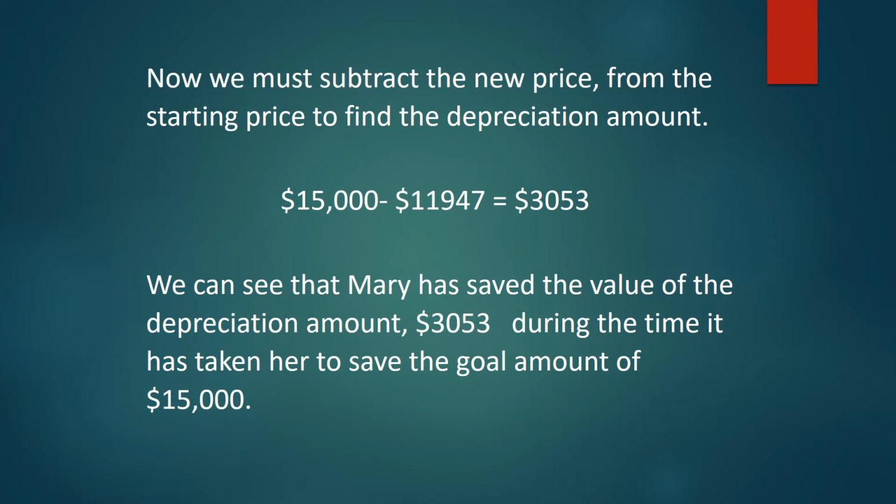To find out how much money Mary has saved, now we need to work out the depreciation amount. We need to subtract the new amount from the original amount, which will leave us with a saving of $3,053. So during the 1.4 years that it has taken Mary to save her goal of $15,000, the car has depreciated by $3,053, which will total the amount that Mary has saved during that time.